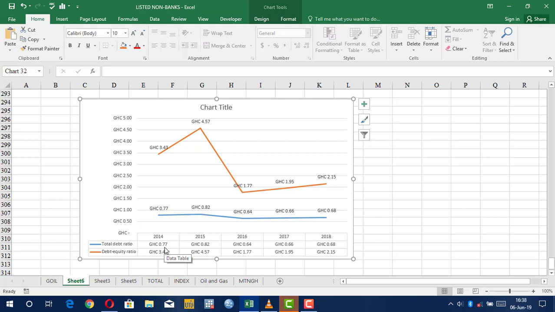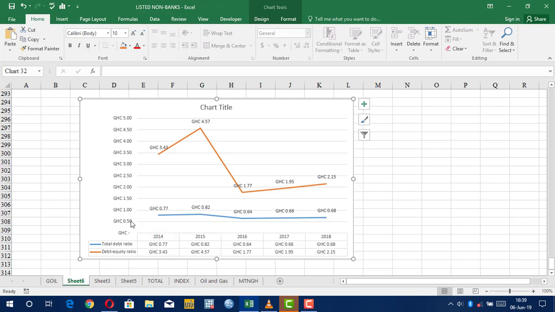For 2014, for every 1 cedi that the company spent on an asset, 77 pesos of that 1 cedi was from borrowing. 2015, 82 pesos of it. In 2016, 64 pesos of it. 2017, 66, and 2018, 68. So it was in 2014 and 2015 that it was very high, but still in 2016, 2017, and 2018, 60 pesos or more than 60 pesos of every 1 cedi they spent on the company is from debt, or is from borrowings.